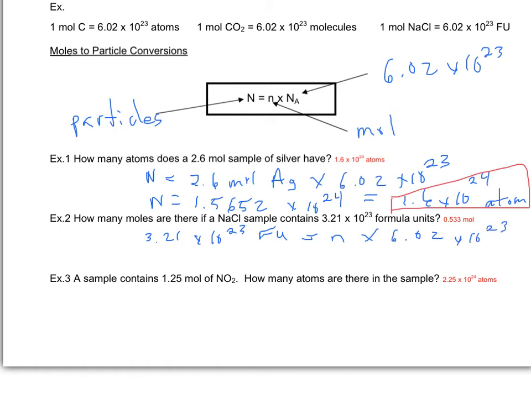So now I have to rearrange this equation so that little n is by itself. In order to get rid of this times Avogadro's number, I'm going to divide both sides by Avogadro. So if I take 3.21 times 10 to the 23 and divide it by Avogadro's number, I'll solve for how many moles are in the sample. Again, my calculator gives me lots of digits. I'll just write down the first 5.